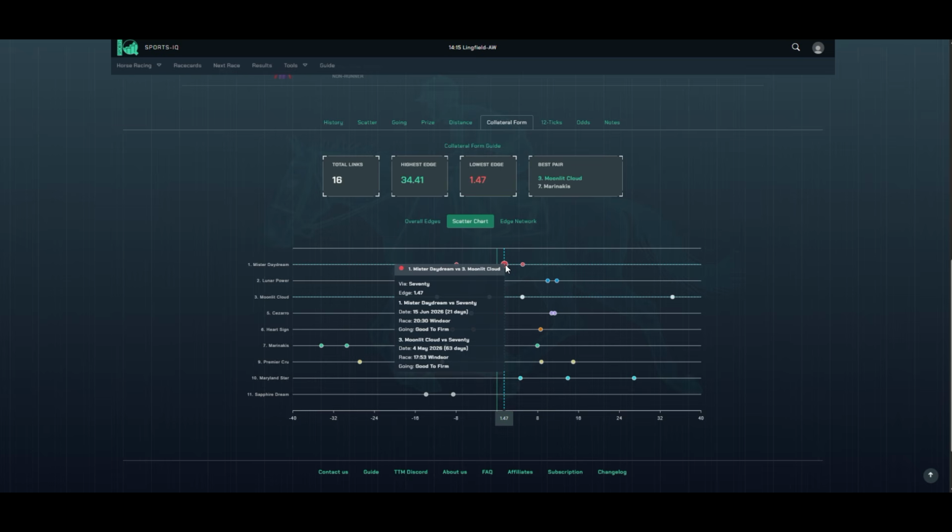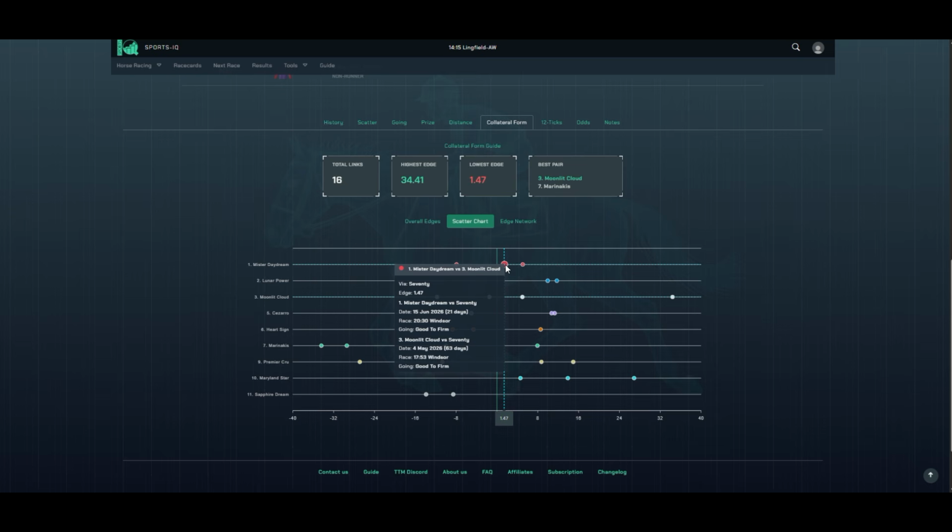Because both horses have a result against the same third horse, 70, the tool can build a bridge between them. It looks at how each of them performed relative to 70 and calculates the implied gap between Mr. Daydream and Moonlit Cloud, even though they've never been in the same race together. This is why the edge is only 1.47 rather than something bigger. The more distant and diluted the link is, the less certain the tool is about it.